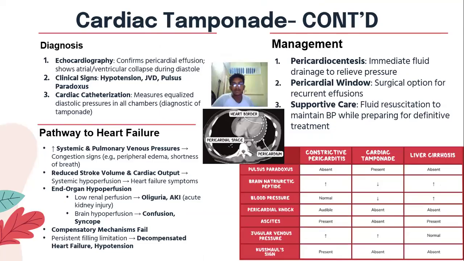Before I get into the diagnosis and path to heart failure management, I just want to go over one more time the key features of cardiac tamponade. So there are three main ones. You have jugular venous distension, then you have pulsus paradoxus, and you have poor urine output. I'll go into each one again one more time.